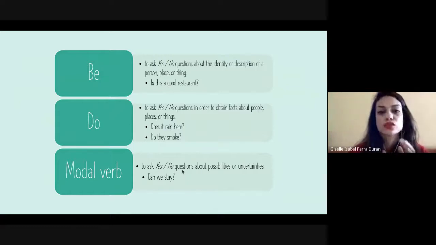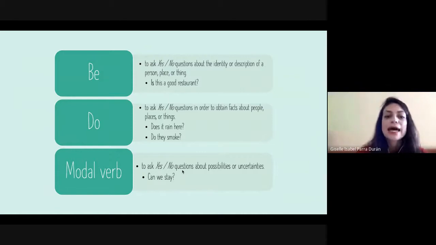Okay. We need to be aware of the verbs do and be, because remember that we're going to use is for the persons he, she, and it, and we're going to use are for the persons you, they, and we, and we're going to use am for the person I. Also, remember that we are going to use does for the persons it, he, and she, and we're going to use do for the persons I, you, we, and they.